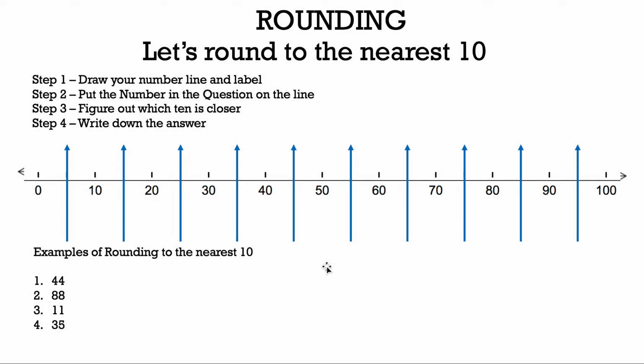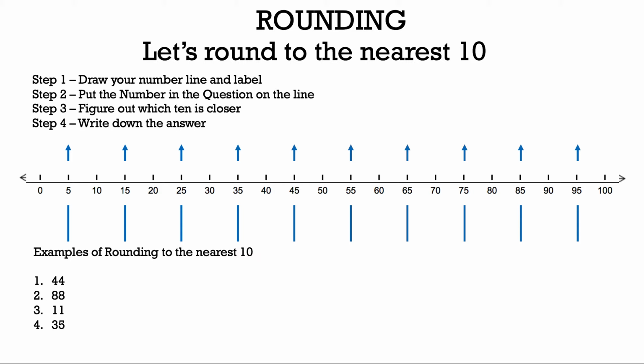There are always steps. The first step is to draw the number line and label. The next step is to put the numbers in question on the line. Step 3 is to figure out which 10 is closer. Step 4 is to write down the answer. Now, let's take a look at these examples. Before I do that, let's go ahead and add the halfway points on the number line. It's a little bit easier to see.